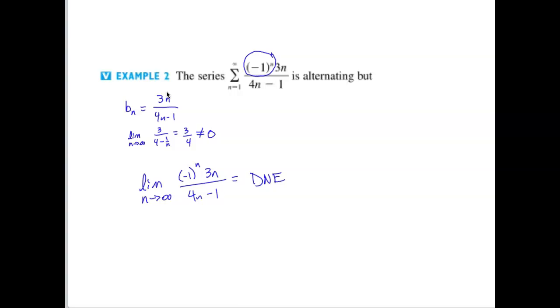Do you guys remember the test? There was a test, the first test we learned actually, that said if the corresponding sequence doesn't go to 0, then the series diverges. And that was called the test for divergence.